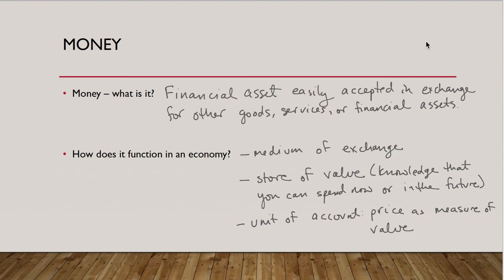And then finally, money serves as a unit of account. If we think about prices as a measure of value, and price and value are not exactly the same thing, but we tend to assume, all else equal, that two goods of different prices may reflect different value overall.